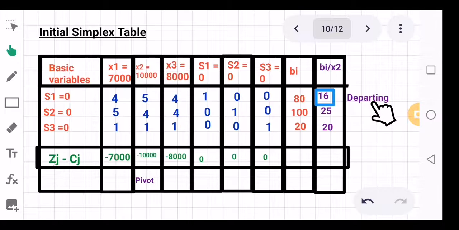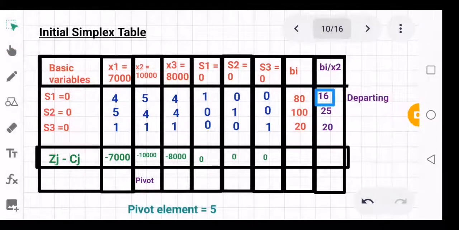So now we'll be going to the next table. The next thing we need to find out is the pivot element. The pivot element is the one which coincides with the departing row and the pivot column. This is the pivot column and this is the departing row. The element that is part of both, that is 5, becomes the pivot element because it is present in the pivot column and also in the departing row.